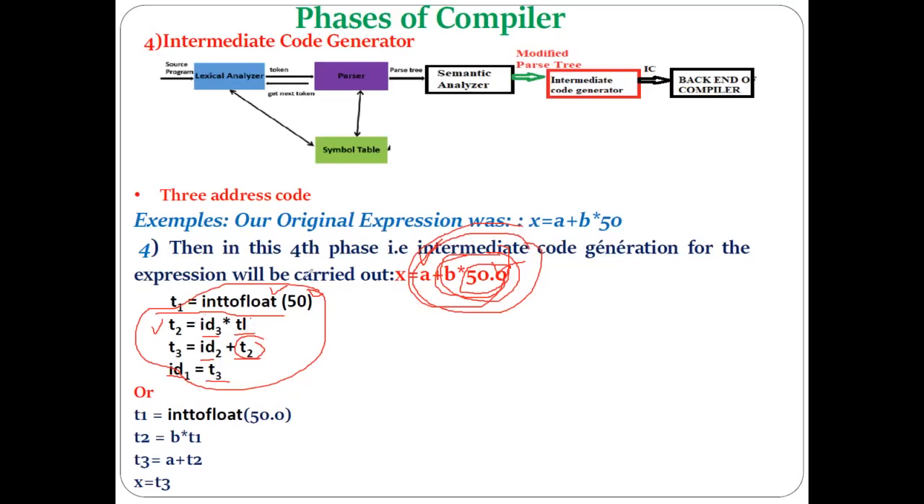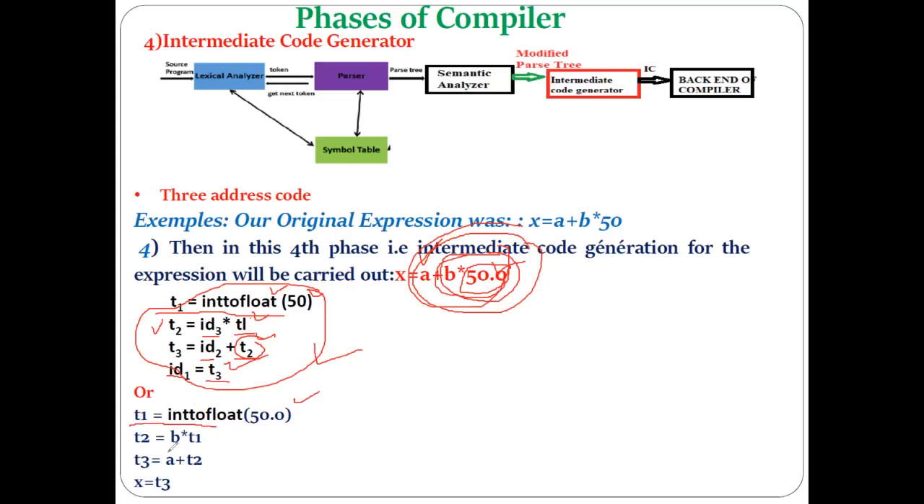Here you can see in this expression two operands we utilize 2, and here only the 1. So while generating the 3 address code you have to keep in mind, you should not utilize more than 3 operands and 1 operator. Okay. So 3 address code can be generated like this, or it can be generated like this also. So this is also correct.